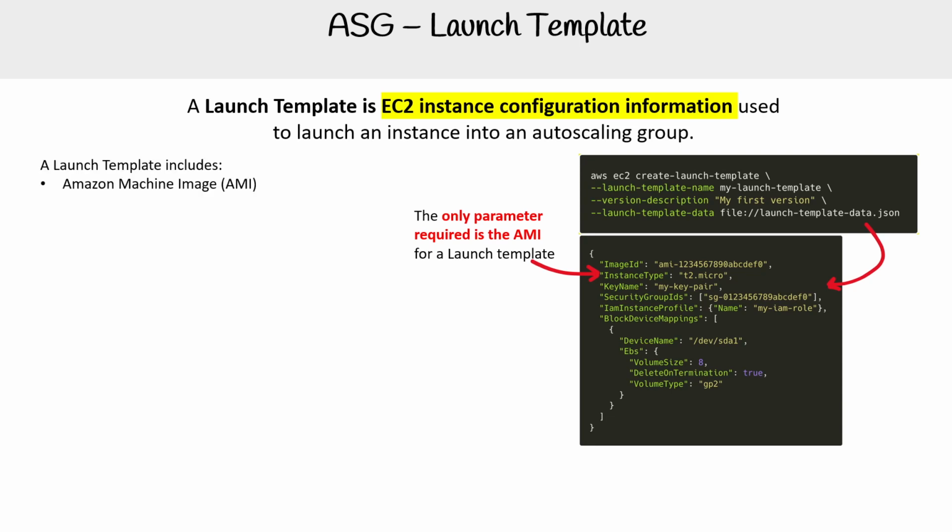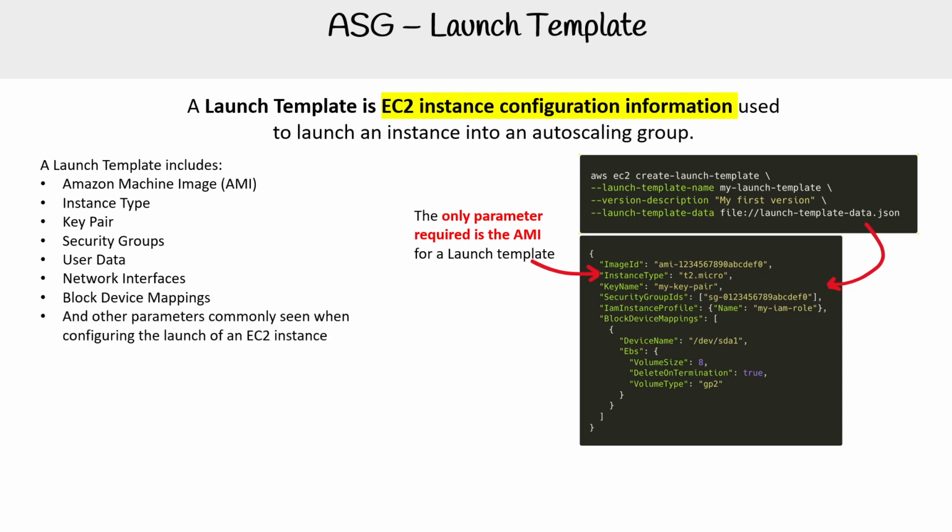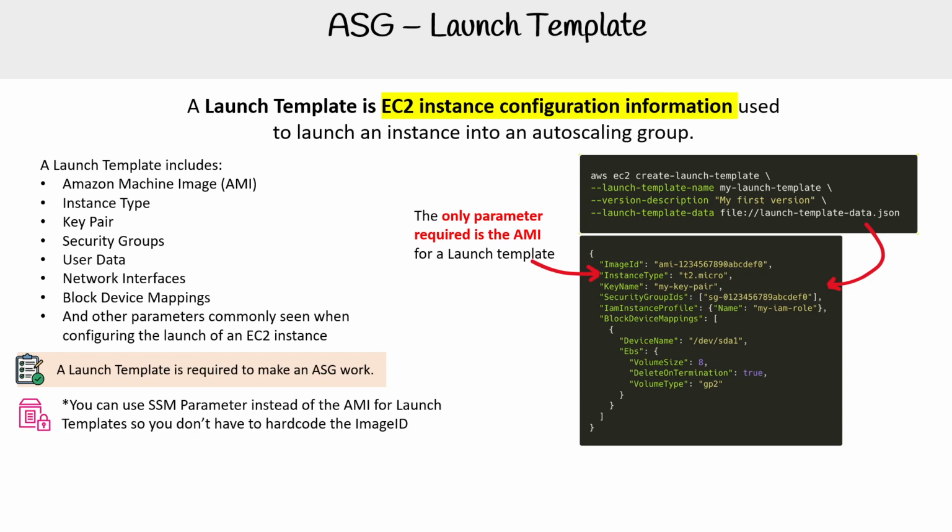So a launch template includes the AMI, the instance type, the key pair, the security group, the user data, the network interfaces, the block device mapping, and any other parameters commonly seen when configuring the launch of an EC2 instance. A launch template is required to make an ASG work, so you cannot not have a launch template when working with ASG. You can use SSM parameters, so Simple Systems Manager parameters, instead of the AMI for the launch template, so you don't have to hard code the image ID. It says the AMI is required, but we can change this out so it's more dynamic.